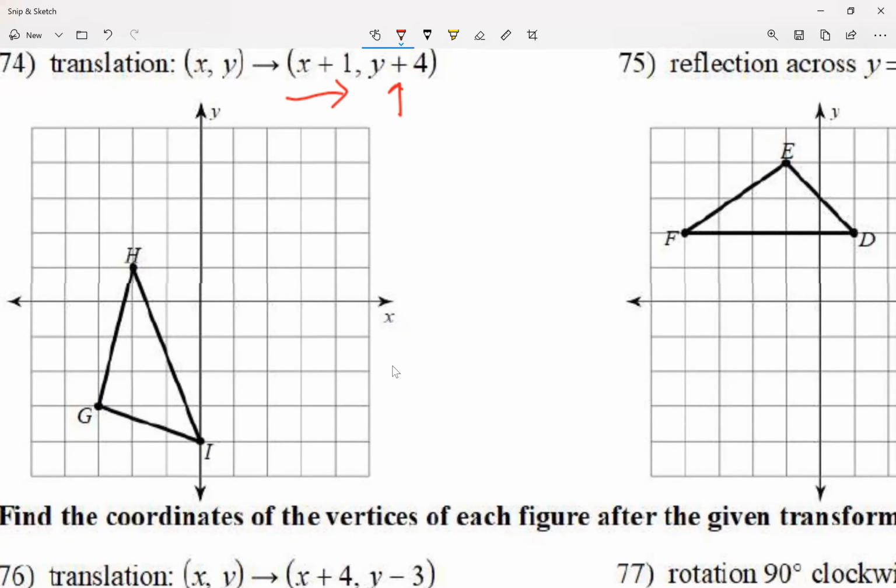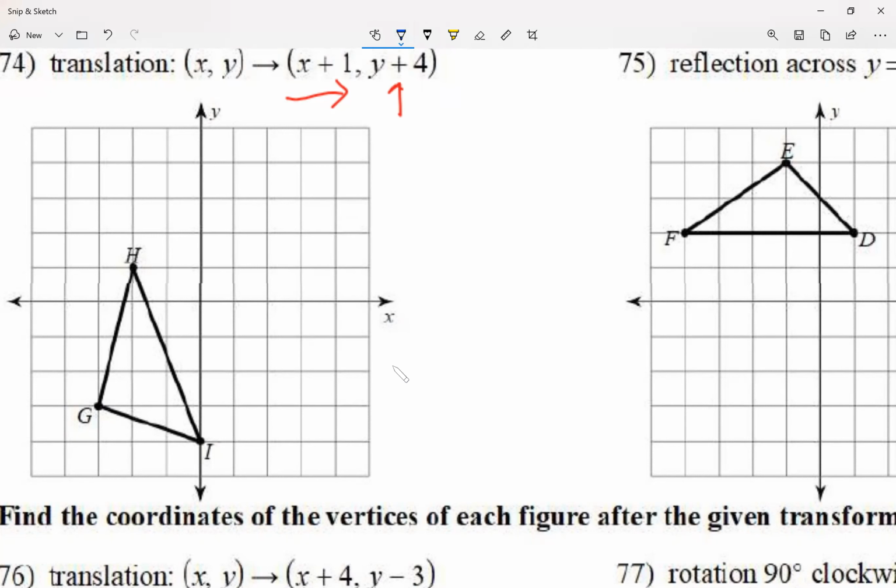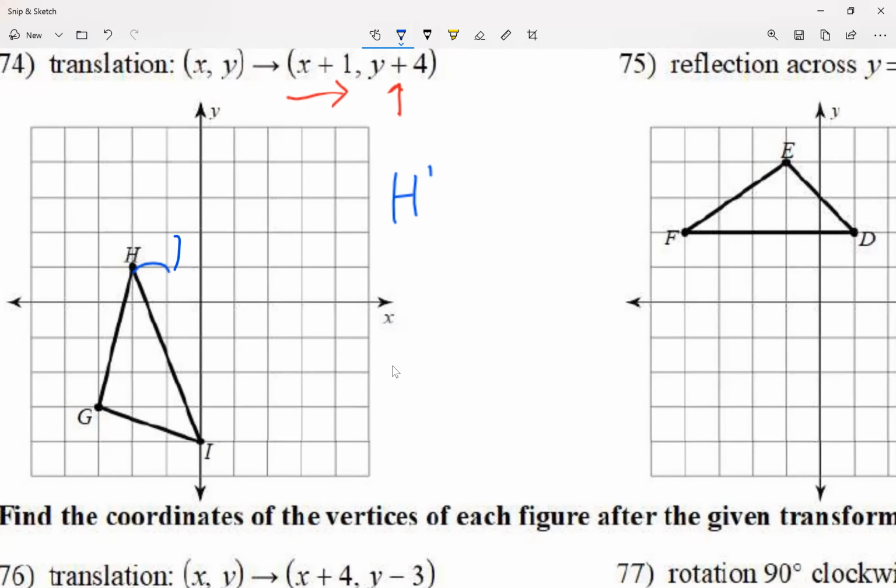So one way we can do this is literally follow the points. If I want to look at H prime, I'm going to go 1 to the right and 4 up.